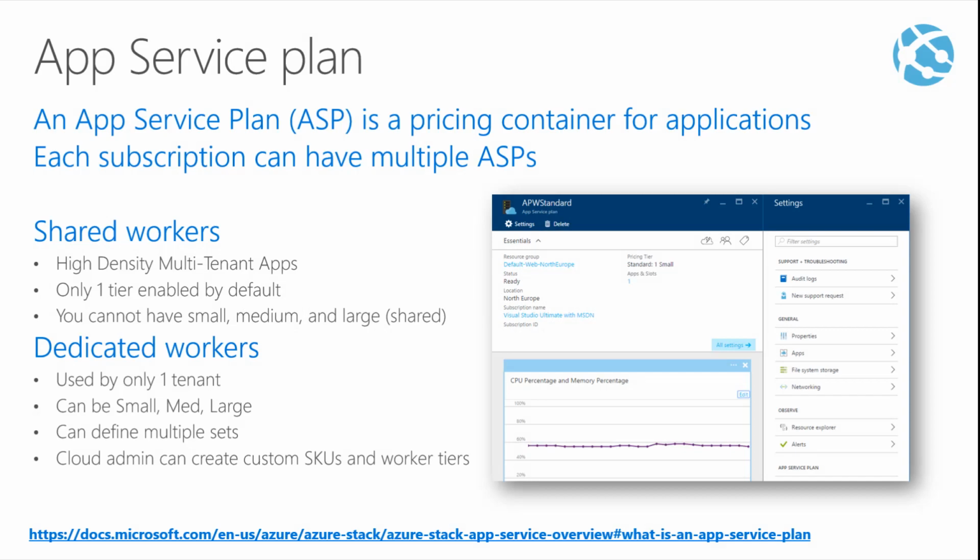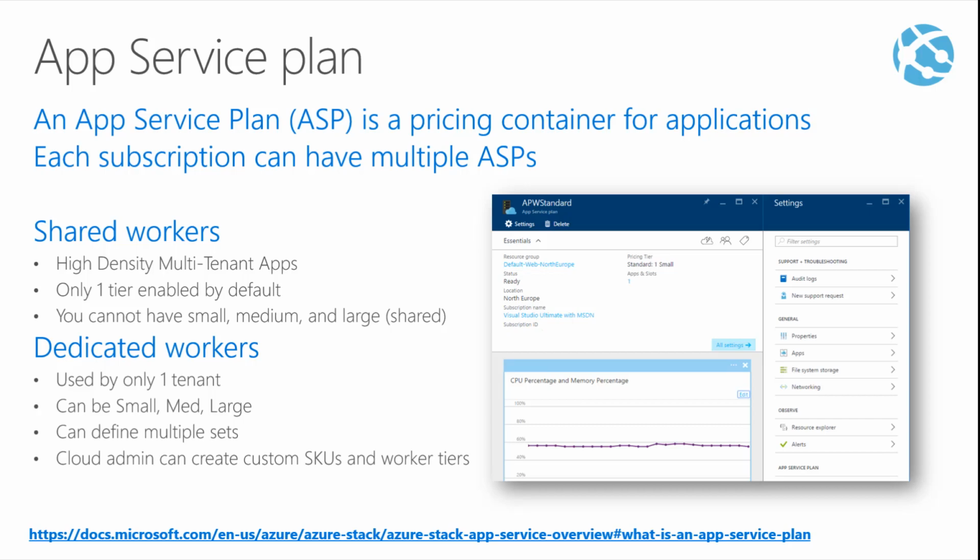So first, let's start with an app service plan. This is kind of a core concept. An app service plan represents a set of features and capacity that you can share across multiple apps, again, which will include in Azure Stack, web apps and API apps or Azure functions in Azure Stack App Service. So we can have shared workers that have high density, multiple tenant apps, but there's only one tier enabled by default.